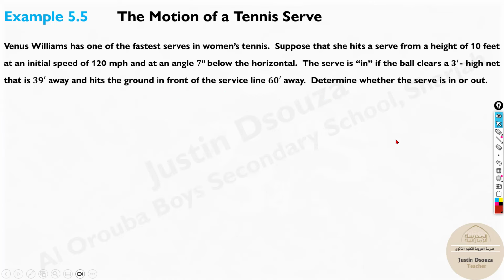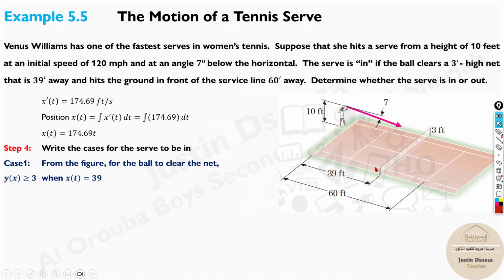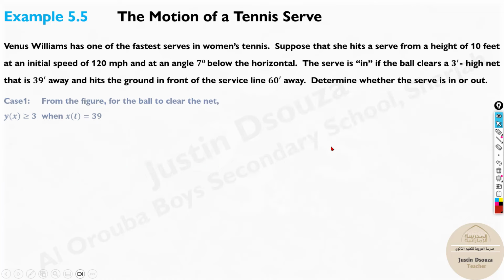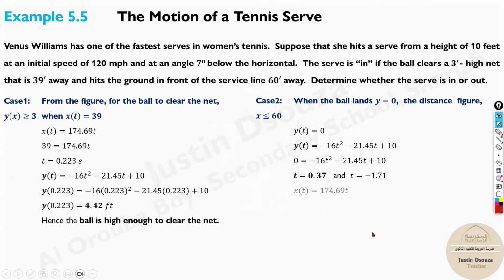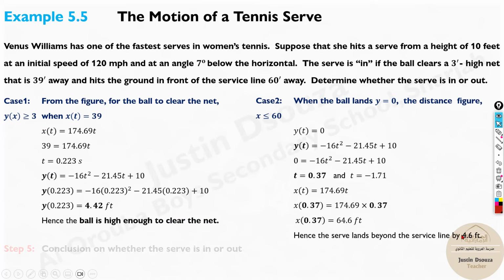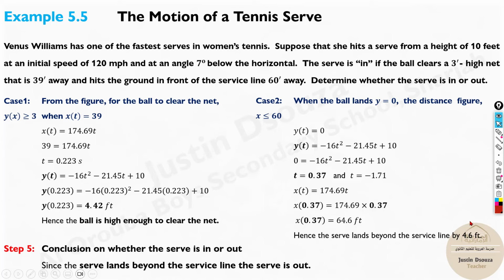If you see the figure in the previous slide, when she hits, it'll clear the net, but it'll go outside because the service line is there. So the serve is out. You can tell it goes away by just 4.6 feet. Since the serve lands beyond the service line, the serve is out. This is how we solve it. Now this is the detailed way to solve it.